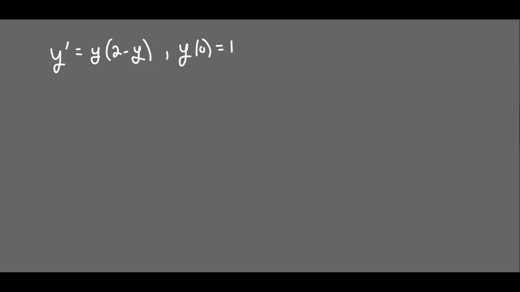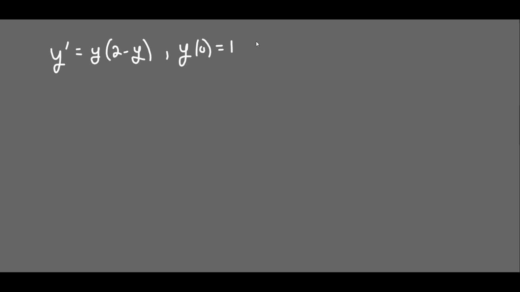Okay, so we're going to solve this Bernoulli equation y prime equals y times 2 minus y. And this initial value problem, we have initial value y of 0 equals 1. So the first thing we want to do is just verify that it actually is Bernoulli.